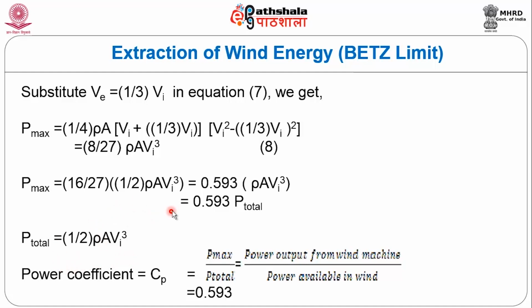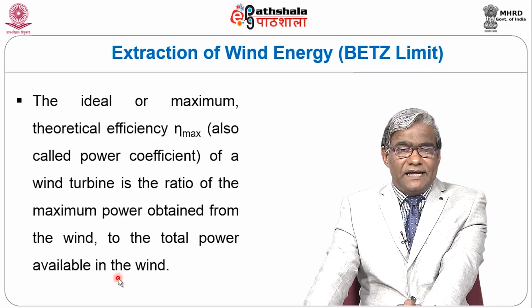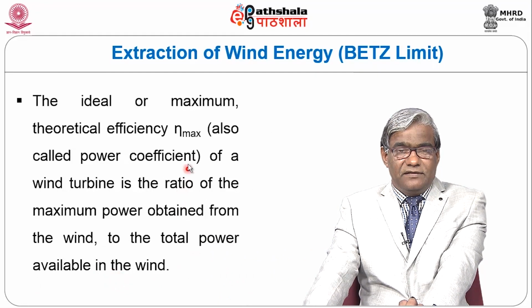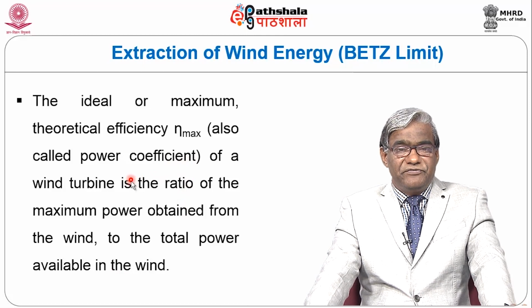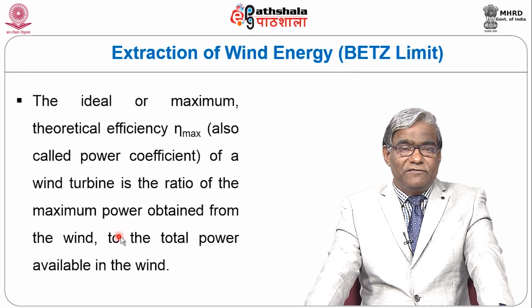And so that is the maximum power output, and P total is half ρAV cube. The power coefficient Cp is P max by P total, the power output from the wind machine divided by the power available in the wind, and then we get 0.593. That is the Betz limit, the ideal or maximum theoretical efficiency. Eta max, also called the power coefficient of a wind turbine, is the ratio of the maximum power obtained from the wind to the total power available in the wind.